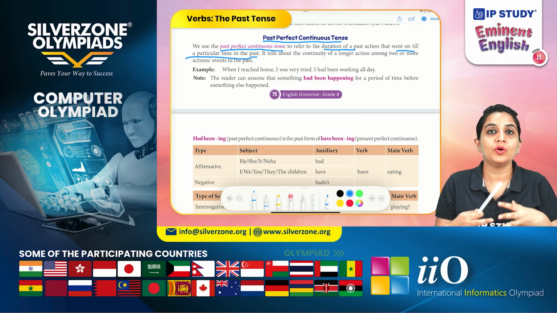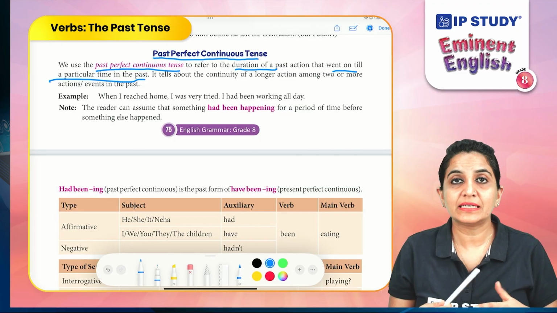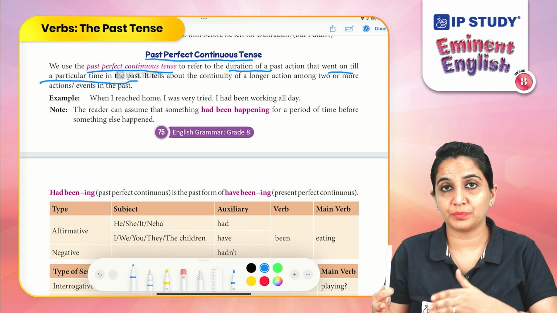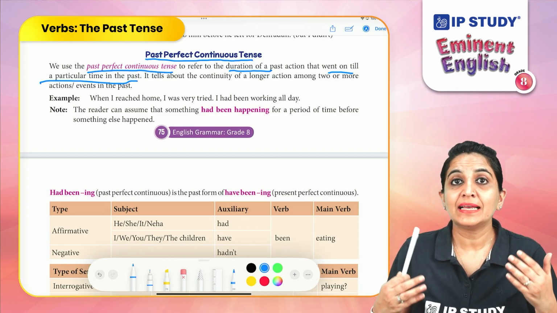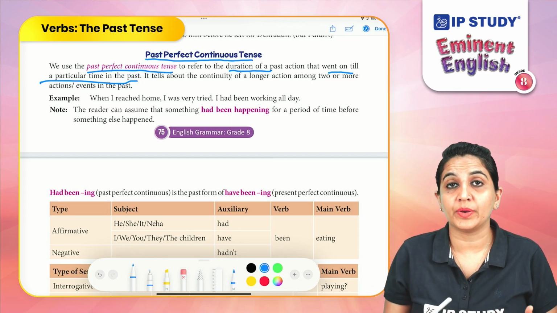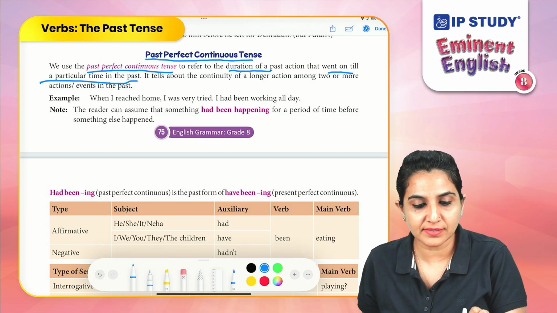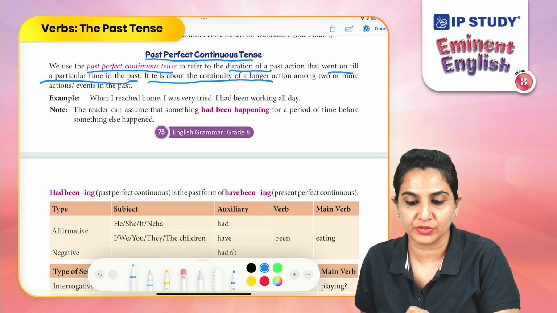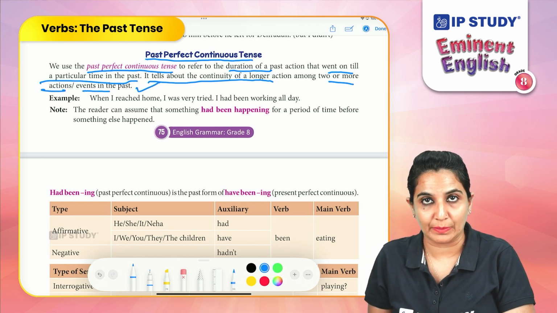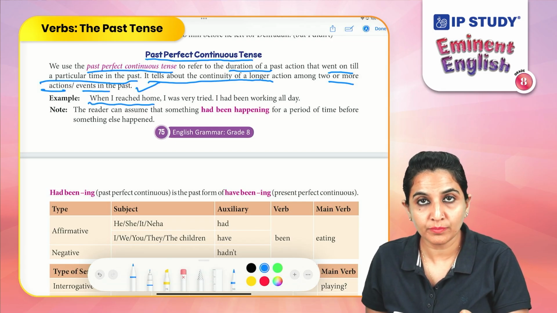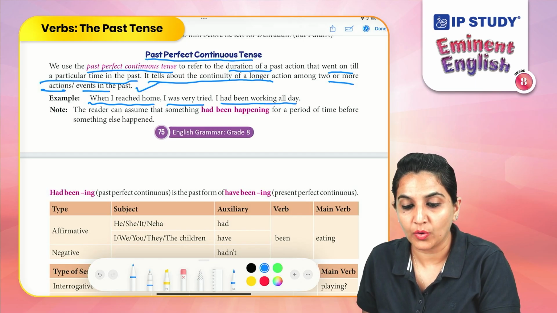This is also telling us the sequence of the action, but with the past perfect, we clearly knew that both the actions had ended in the past. But this one means that it was ongoing, it was continuing to the particular time in the past. It tells us about the continuity of a longer action among two or more actions or events in the past. For example, when I reached home, I was very tired. I had been working all day.